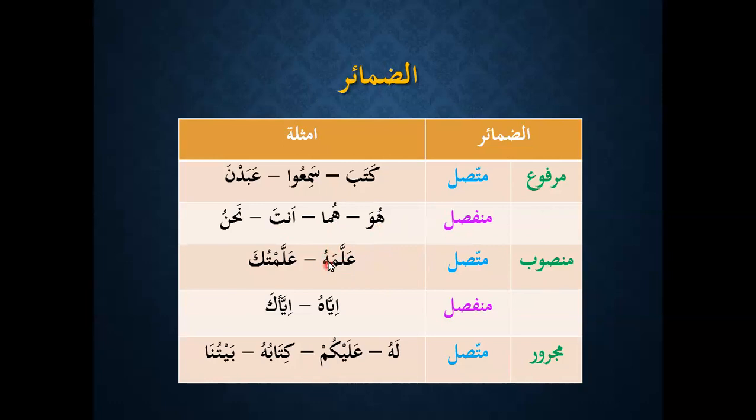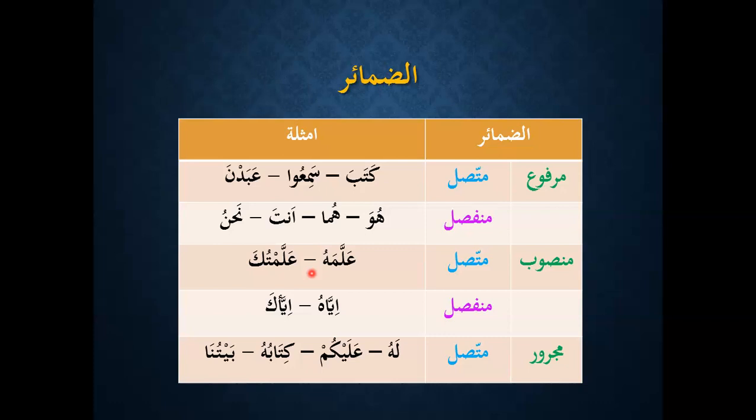Why is it mansoob? This hu is the attached one with a fi'l. Whenever a dhamir is attached to a fi'l, it becomes the object of that action, that verb. So allama means to teach. So allama hu. What does that mean? In allama, you have that he as a doer. So he taught who? Him. This hu is not the doer, but rather the object of this action, the one who is being taught. So allamahu, he taught him.